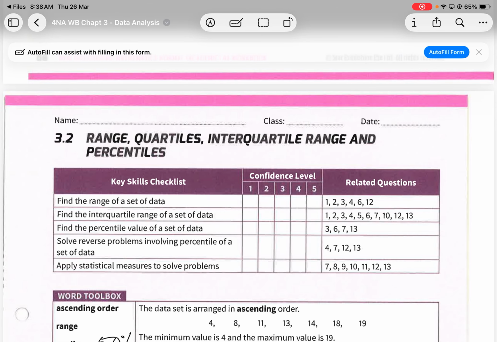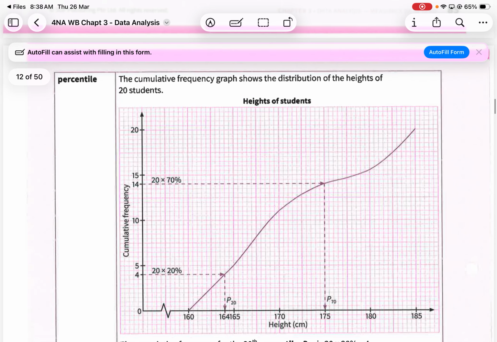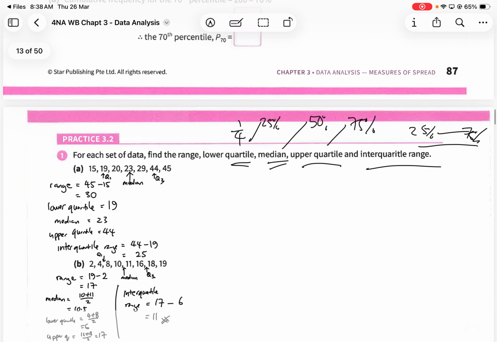Okay, yesterday's lesson we went through what range, quartiles, interquartile range and percentiles are. Then we looked at the different ways that data are presented. This one is a cumulative frequency curve. From the frequency curve we can read off what my range, my quartile, interquartile, all this are. Okay? Then we also looked at other kinds of data presentation.